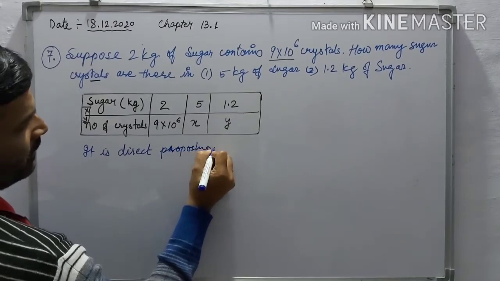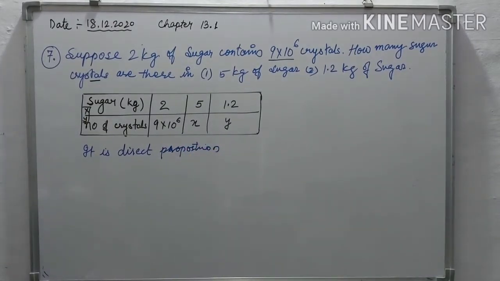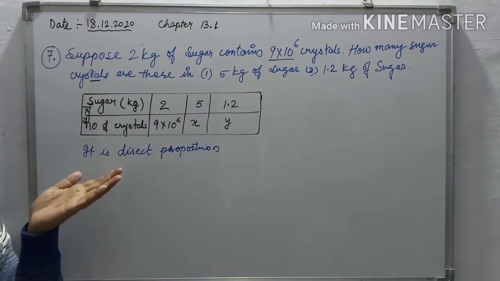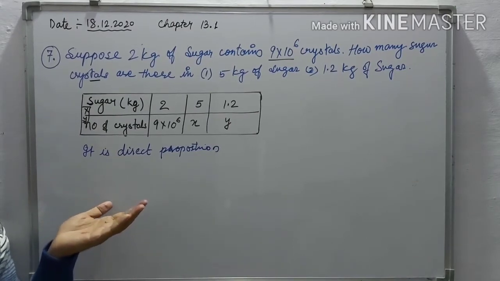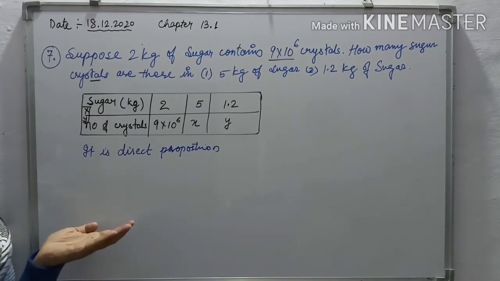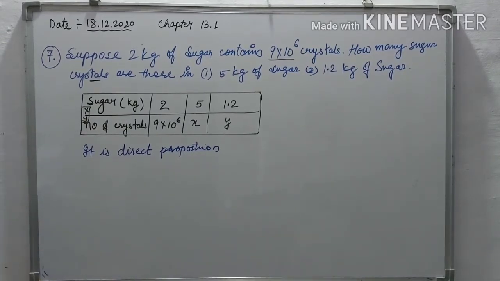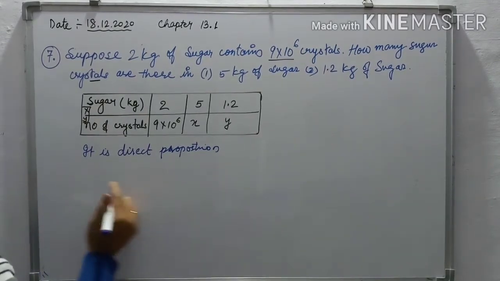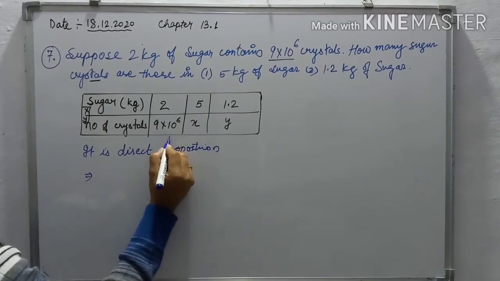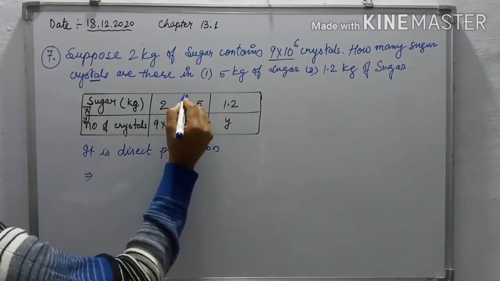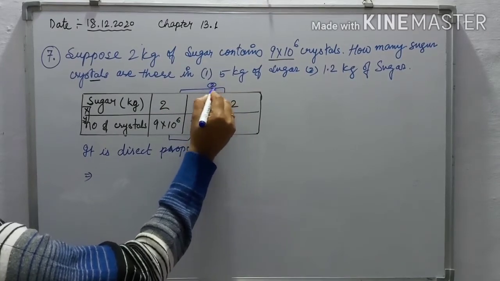Direct proportions, because if the quantity of sugar is increased, automatically the number of crystals will increase. If the quantity of sugar is decreased, then the number of crystals is decreased. It is a direct proportion. Now we write, first will be solved and second will be solved.